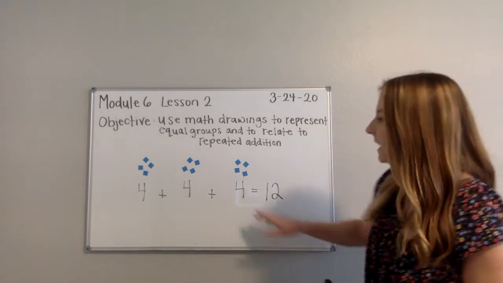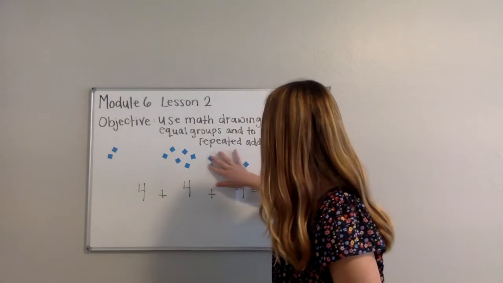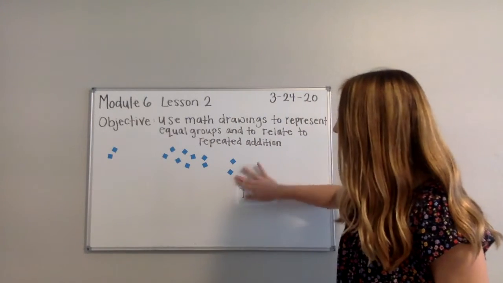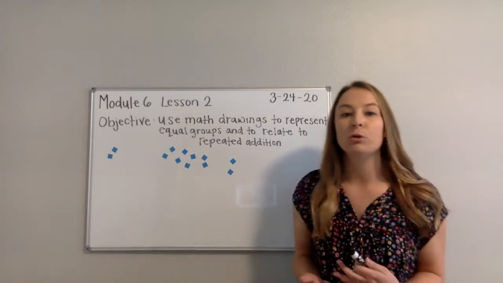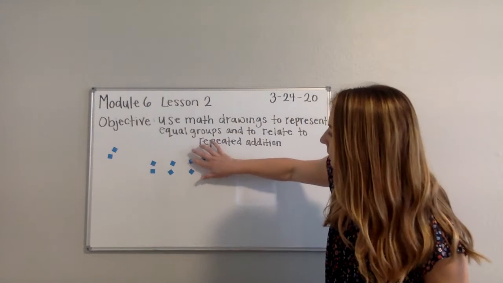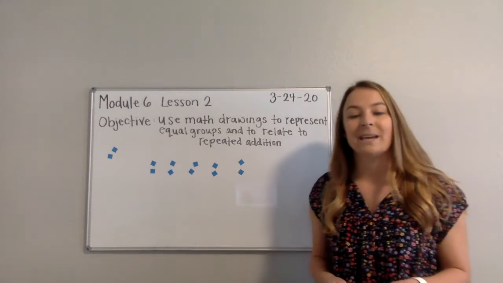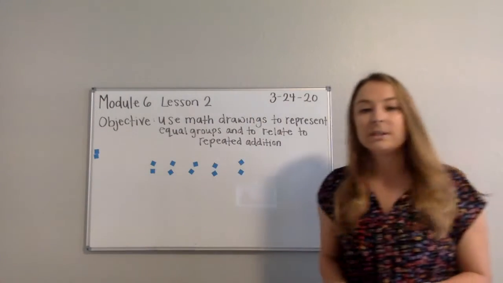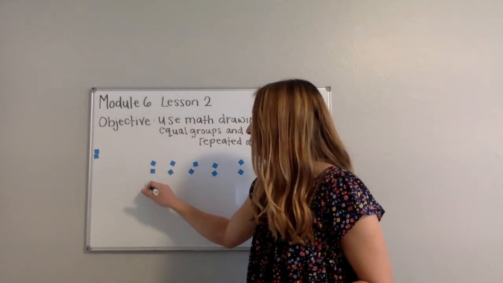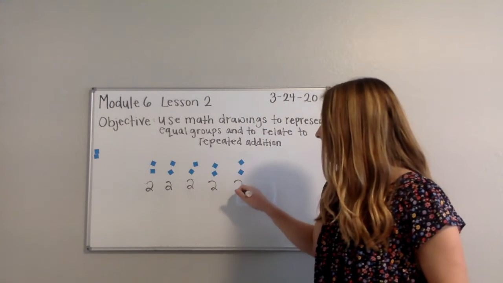Okay, my second example, I'm going to remove 2 and I'm only going to work with these 10. And I'm going to create equal groups of 2. I know my groups are equal because they each have the same amount. And I'm going to model down below the drawing how many are in each group. I have 2 here, 2, 2, 2, and 2.